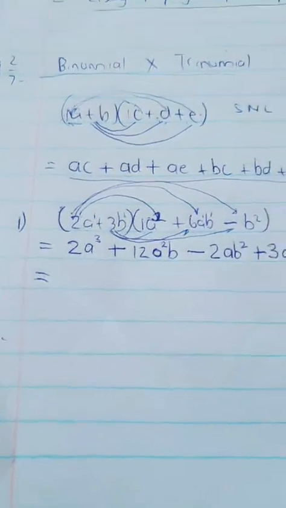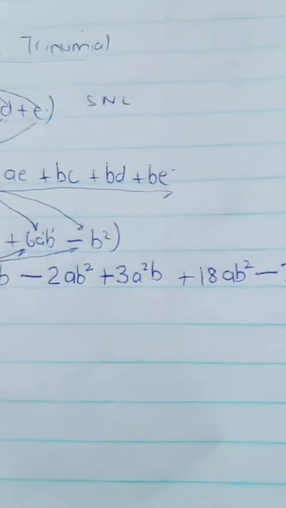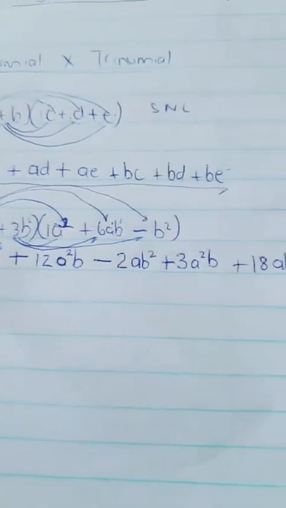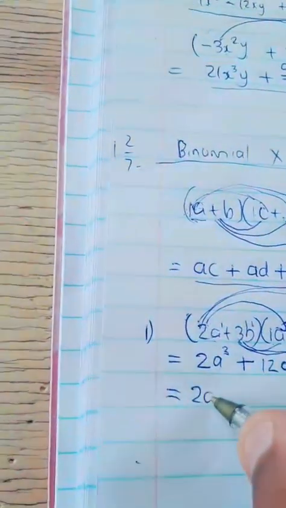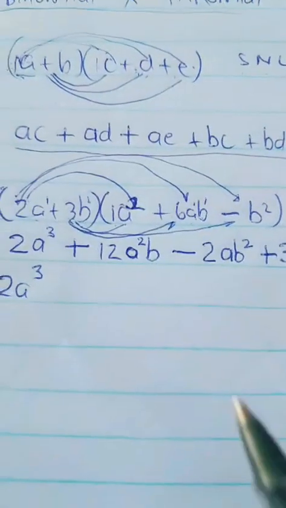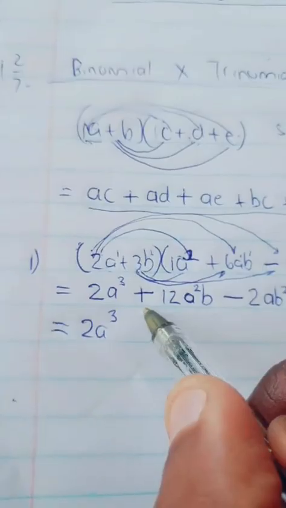And then we are going to now add and subtract like terms. You did this in grade 8 and 9 where you learned how to add like terms, how to identify like terms. So 2a cubed is unique. It has no like term friend.